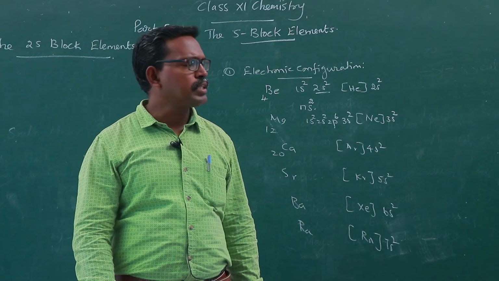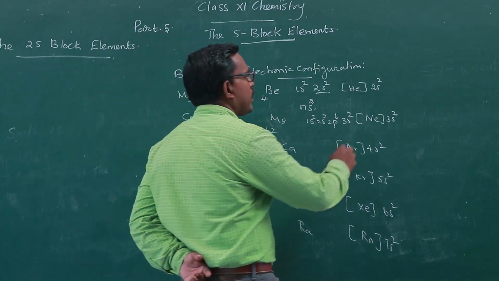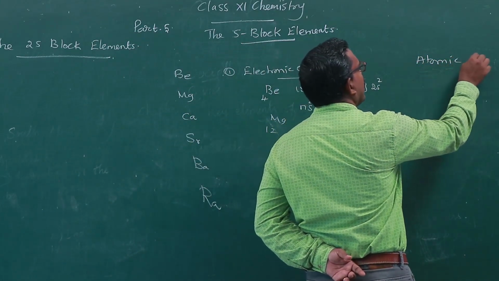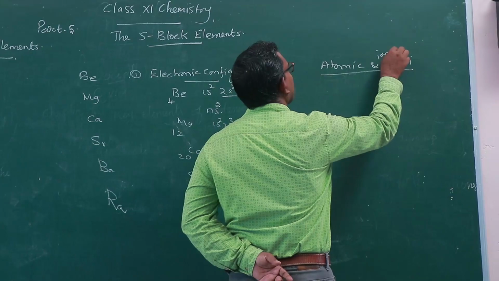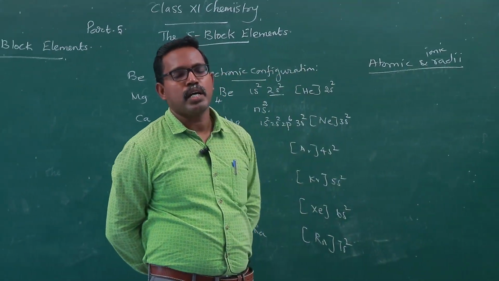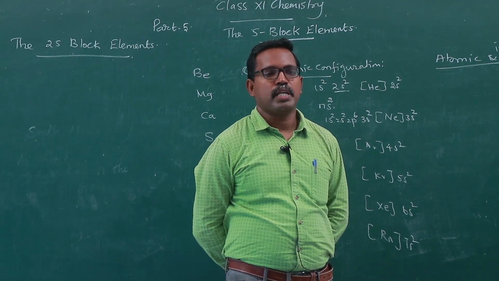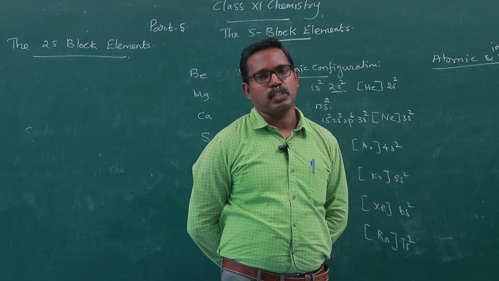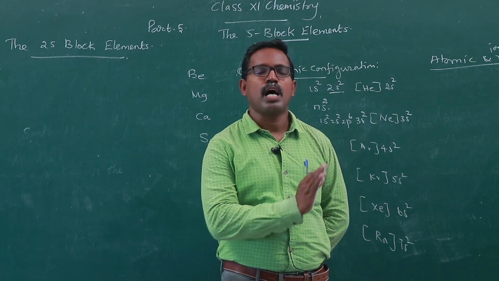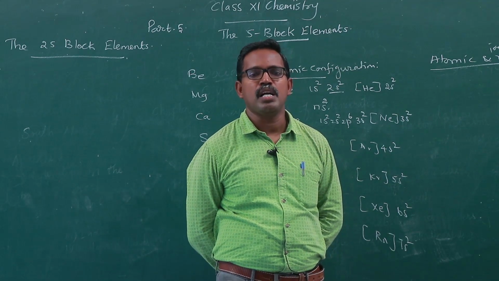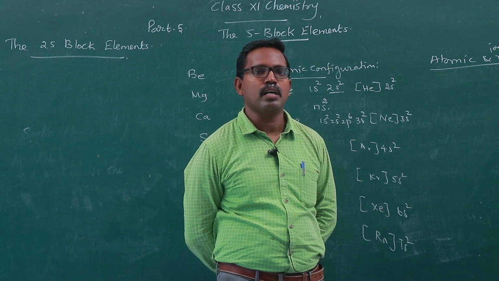The next is atomic and ionic radius. The second property is atomic and ionic radius. So, atomic and ionic radii: as we compare the size of alkaline earth metals and alkali metals, these alkaline earth metals are smaller in size. We know that as we move from left to right in the periodic table, the size of an atom or ion decreases.